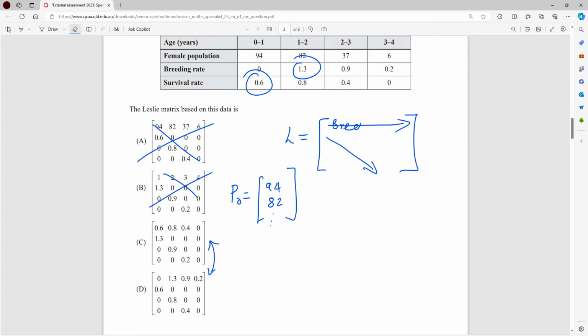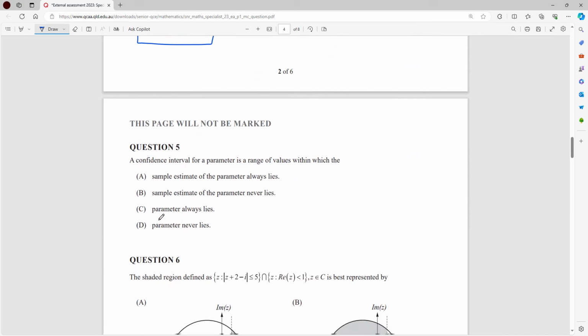Your breeding rates need to be in your top row, so this here is your correct answer pretty much, and your survival rates are on the column. So the correct answer is D for question 4, okay? Right, let's go on to the next one.